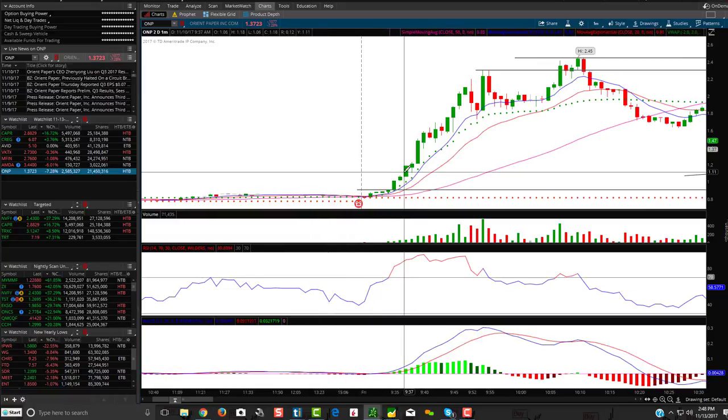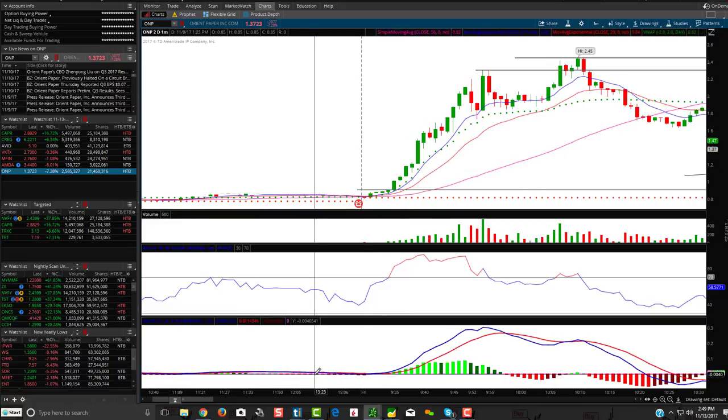So that's VWAP, volume weighted average price. It's just the equilibrium, basically the average price of the stock intraday that traders really pay attention to. So it's a very, very important indicator.